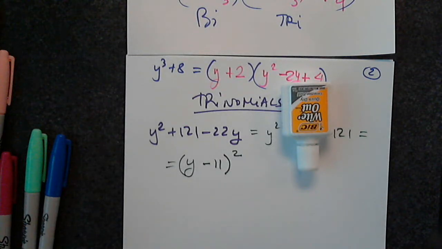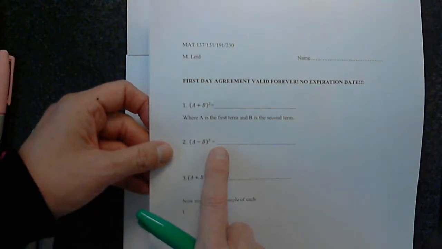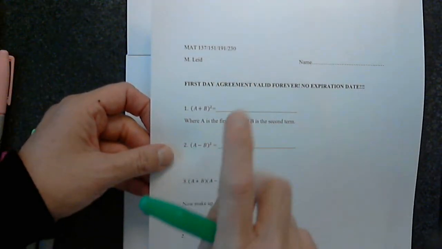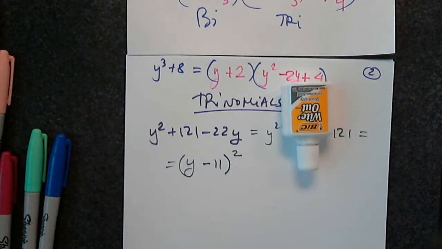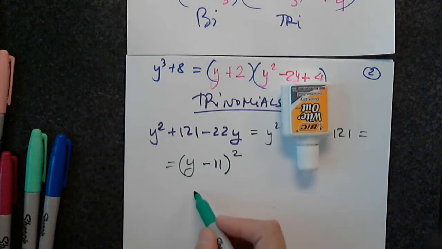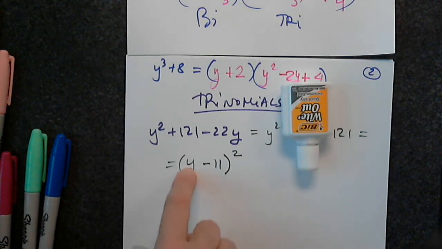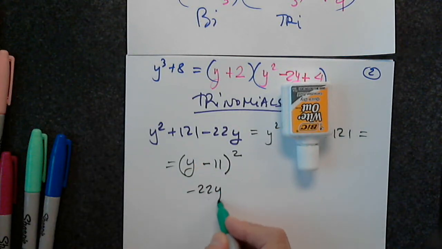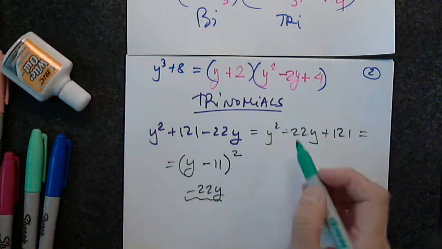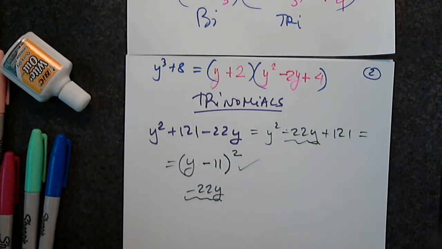Where is my first handout? When I expand this, I get a squared minus 2 times a times b plus b squared, correct? Okay, so now please give me the middle term of this expansion. So minus 2 times y times 11, right? The first term squared minus 2 times the first times the second plus the second term squared. Is this identical with this? Yeah. So this is the correct factored form.